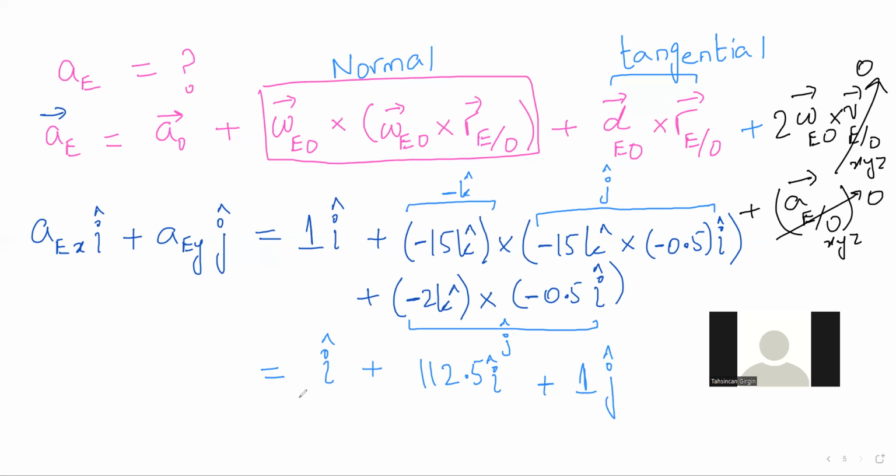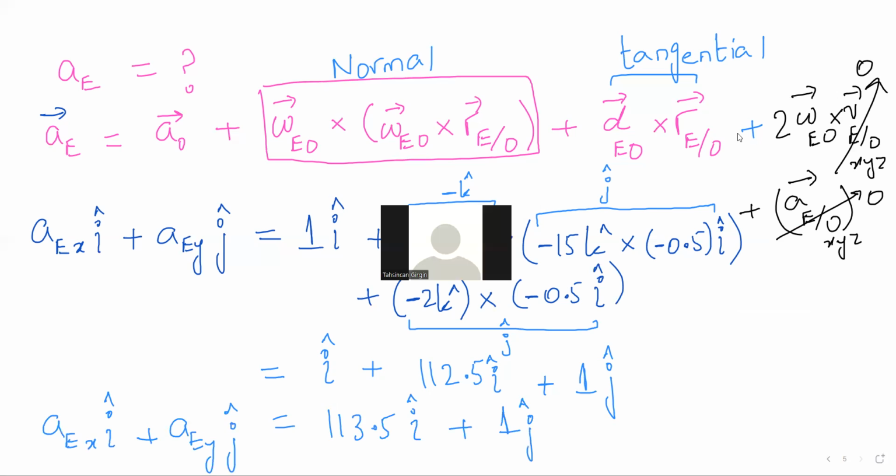Okay. So my final answer is 113.5 I plus 1 J. Oh, wow. Okay. So I have AEX I plus AEY J, right? So now you write AEX will be 113.5, and AEY will be what?